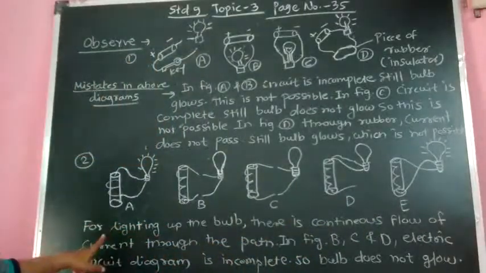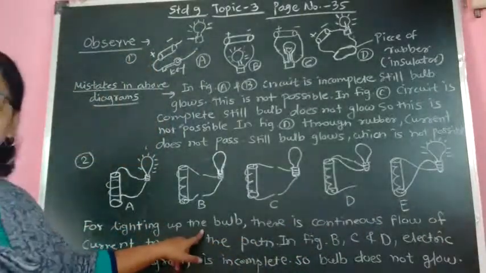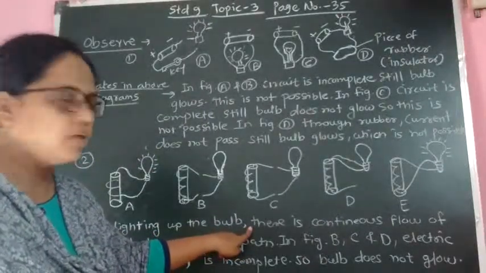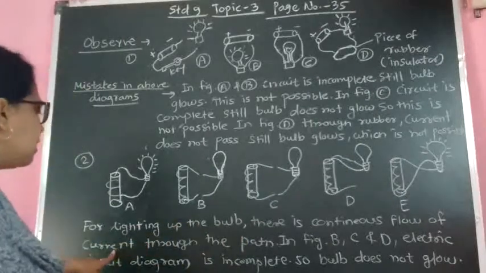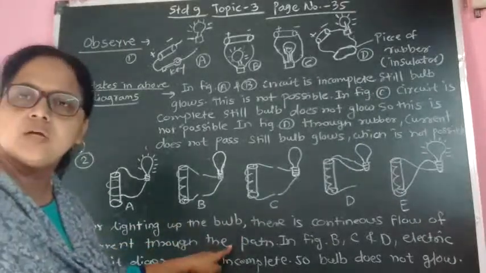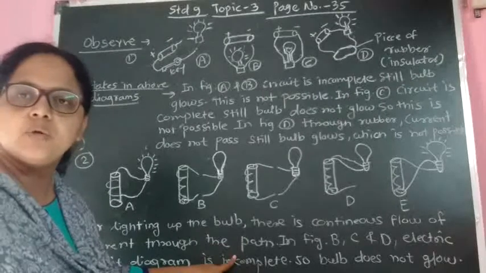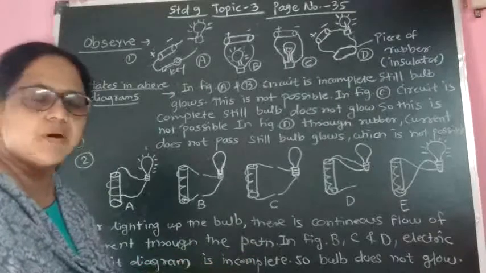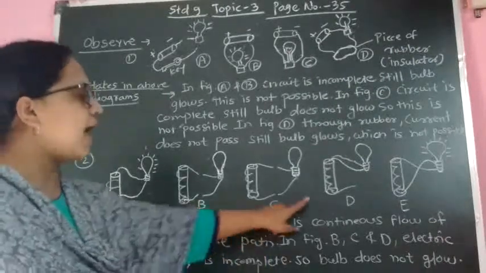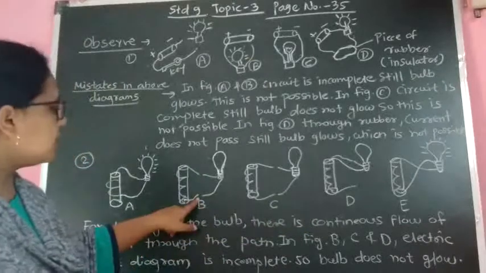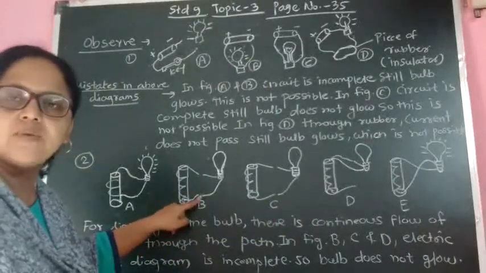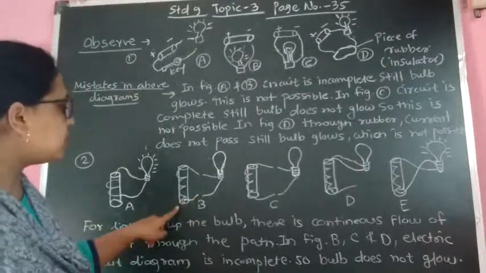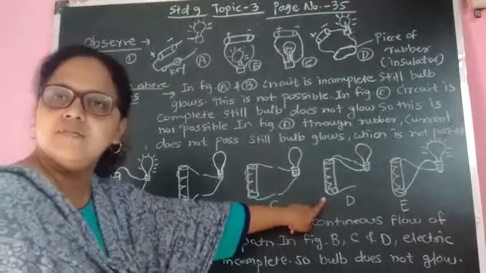Actually the reason is that for lighting up the bulb there must be a continuous flow of current through the conducting wire. That is, current should flow through a continuous path. In figures B, C and D, you can see there is a break in the path. That is, the wire is not connected to the other terminal of the battery. It is the same reason in figures B, C and D.